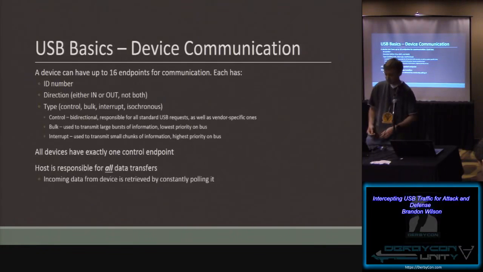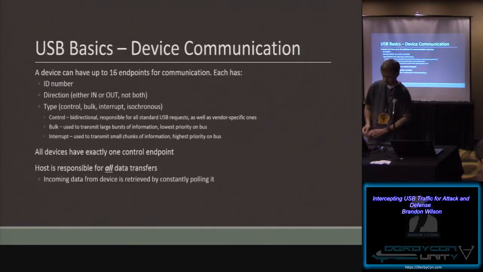Bulk endpoints are used to transmit large bursts of information, and they have the lowest priority on the bus. Interrupt endpoints are low latency, so they have the highest priority on the bus, and they are used to transmit small chunks of data like keyboard key presses. And isochronous endpoints are used to transmit large amounts of data as well, but unlike the other endpoint types, there is no error checking involved, so they are for when you want to transmit data as fast as possible, even if some of it ends up corrupted on the other end, like with headset audio.